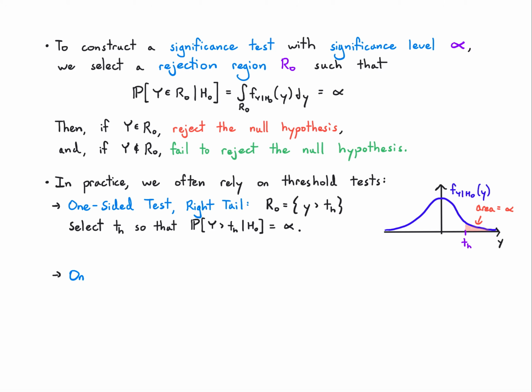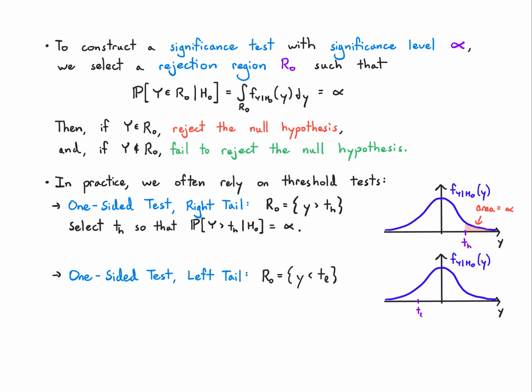We can do the same thing for the left tail. Okay, so we can have a one-sided test on the left tail of a distribution. So we have a low threshold. When we're below the low threshold, that's when we reject. And we want that area to be alpha. So we're going to select this threshold so that the probability y is less than this threshold under H0 is going to be alpha. So one way to think about this is that we're rejecting on one of them if the value is too high, and the other one if it's too low.